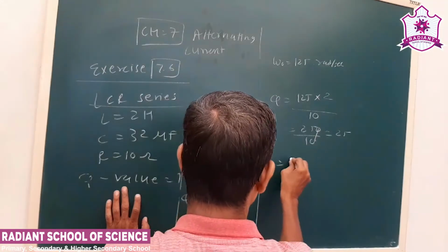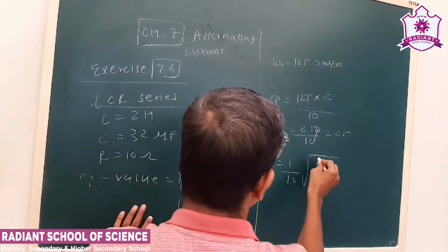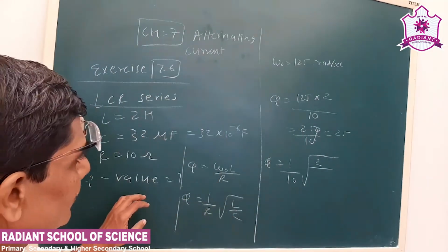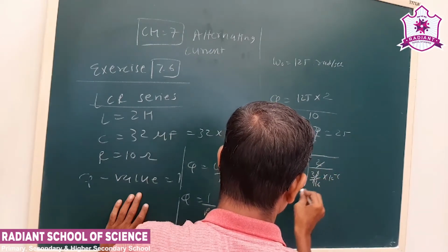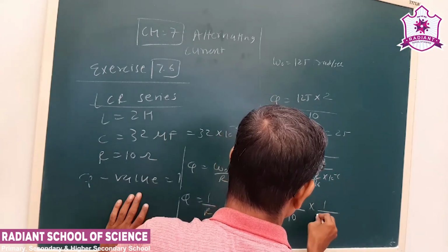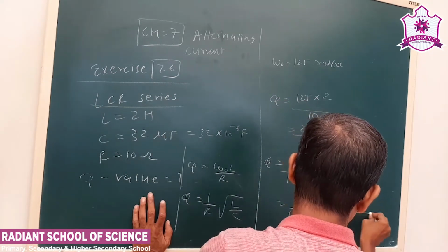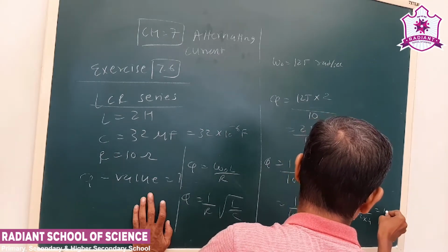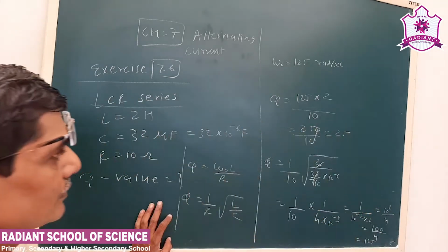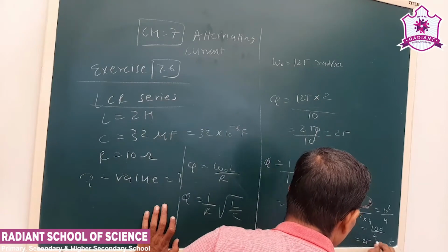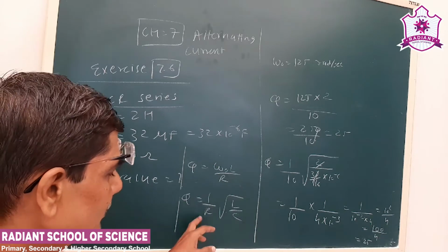Now in the other formula, 1 by R is 1 by 10, root L upon C. L is 2, C is 32. Now this will be 16, that is 4 into 10 to the minus 3. So this will be 1 upon 10 to the 2 upon 4, that is 100 upon 4, which will be 25. So this is how we can obtain the value of the Q factor by using the second equation.